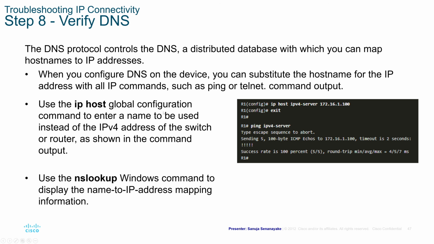The IP host global configuration command. So use the IP host command in the global configuration mode to enter the name to be used instead of the IPv4 address of the switch or router, as shown in the command output right here on the right hand side. You can use the nslookup in the Windows command to display the name to IP address mapping information. So you just type nslookup on the Windows terminal, CMD command prompt, and that would give you the name to IP address mapping information.